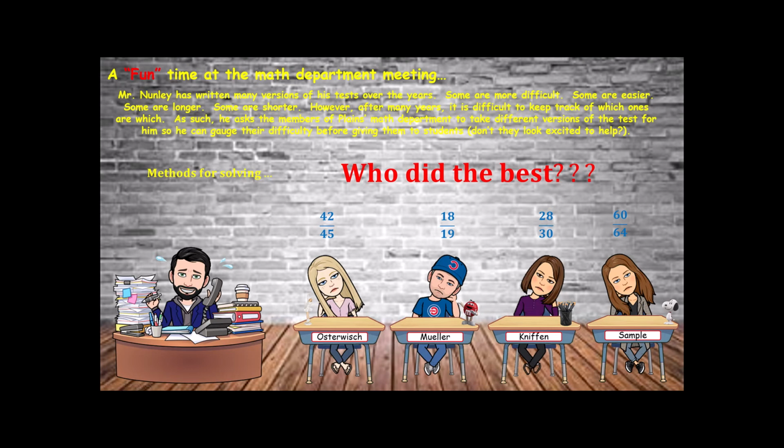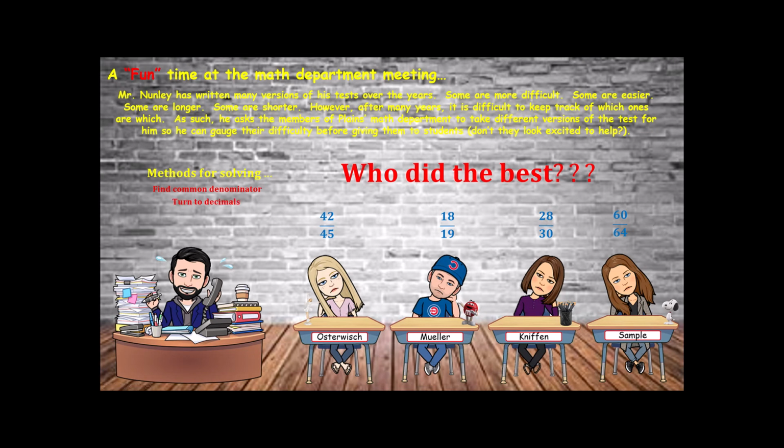Now, there are several ways that we can do that. Method number 1, we could convert all of these fractions to fractions with the same denominator. And certainly once they had the same denominator, we could compare and see who got the most out of whatever that common denominator would be. However, common denominators are going to be pretty difficult when you're working with 45s, 19s, 30s, and 64s. That's going to be a very, very large common denominator.